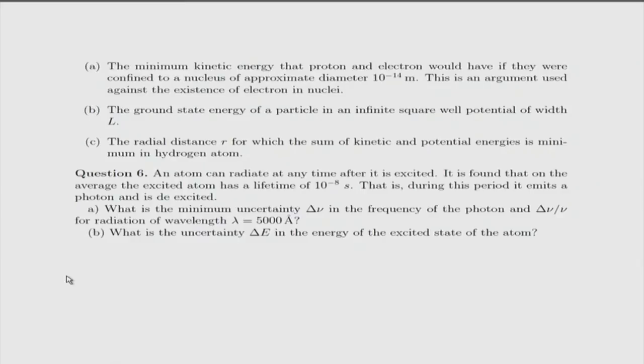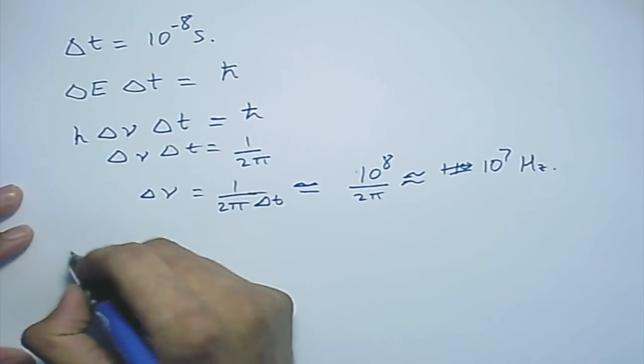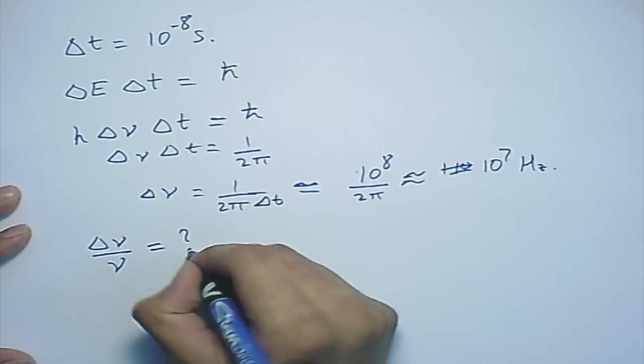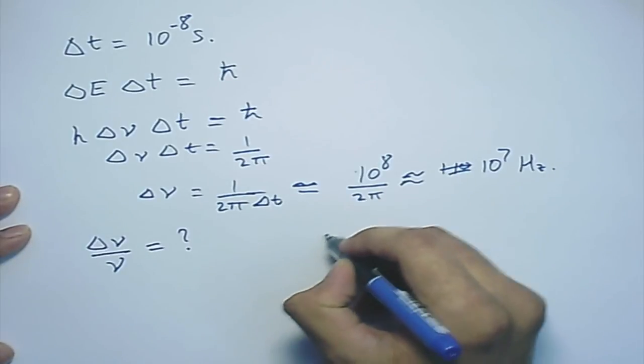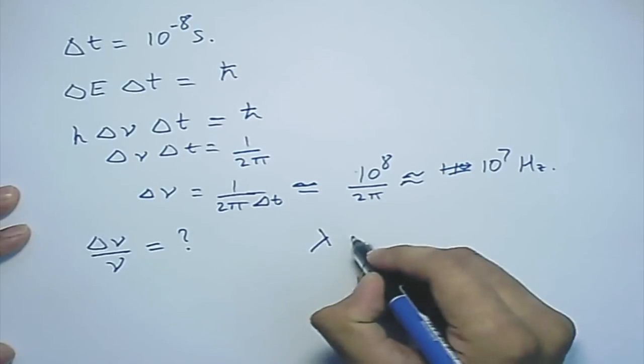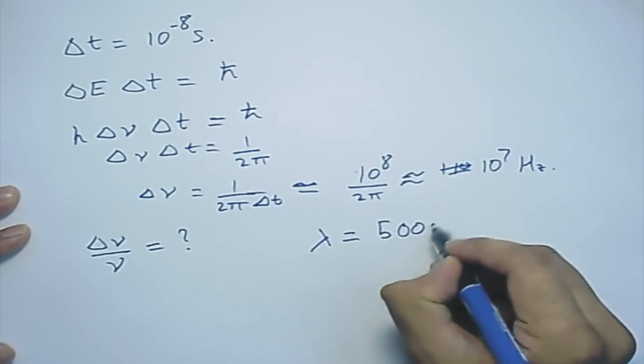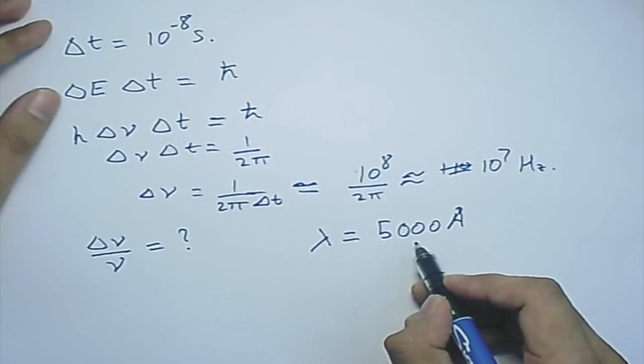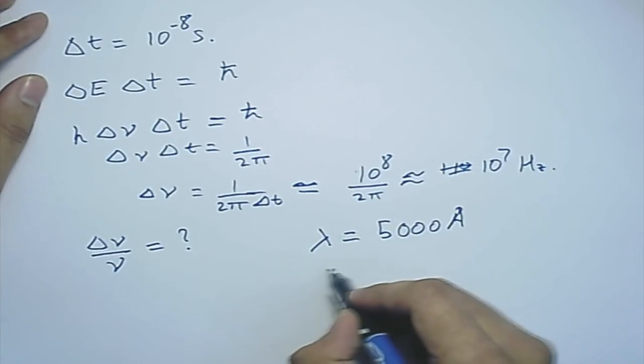Now, this is the uncertainty we have observed. Now we are asked to find the fractional uncertainty, delta nu by nu, for the radiation of a wavelength given as 5,000 angstroms. So we are supposed to find delta nu over nu, given lambda is equal to 5,000 angstroms.